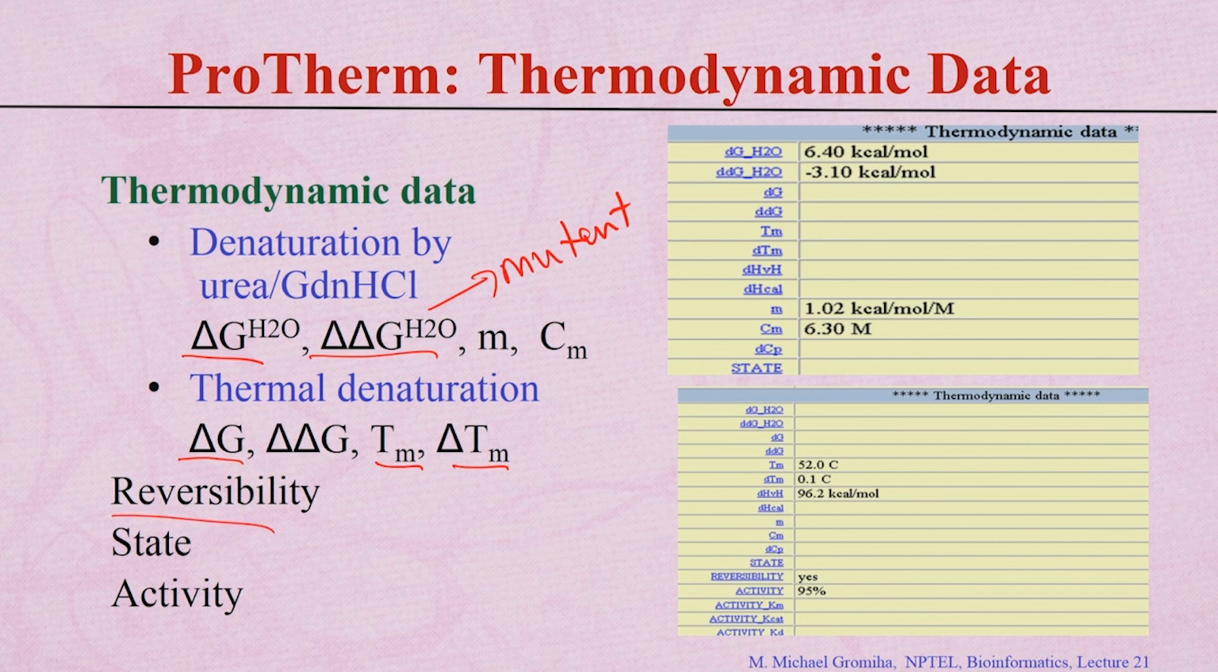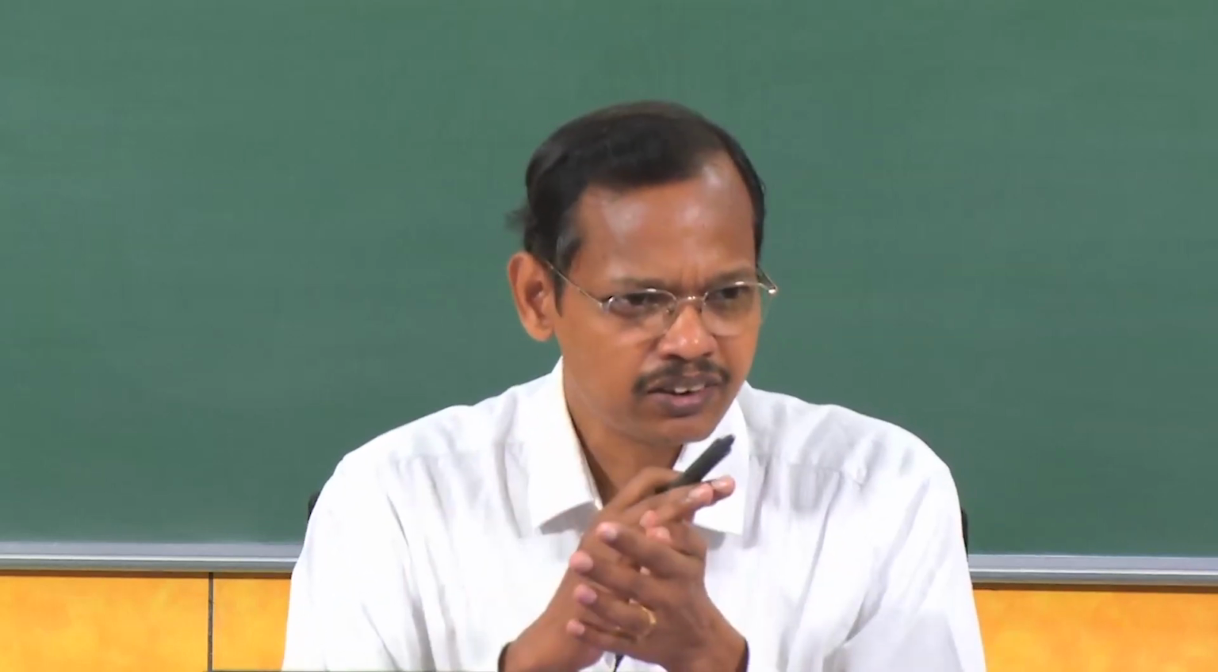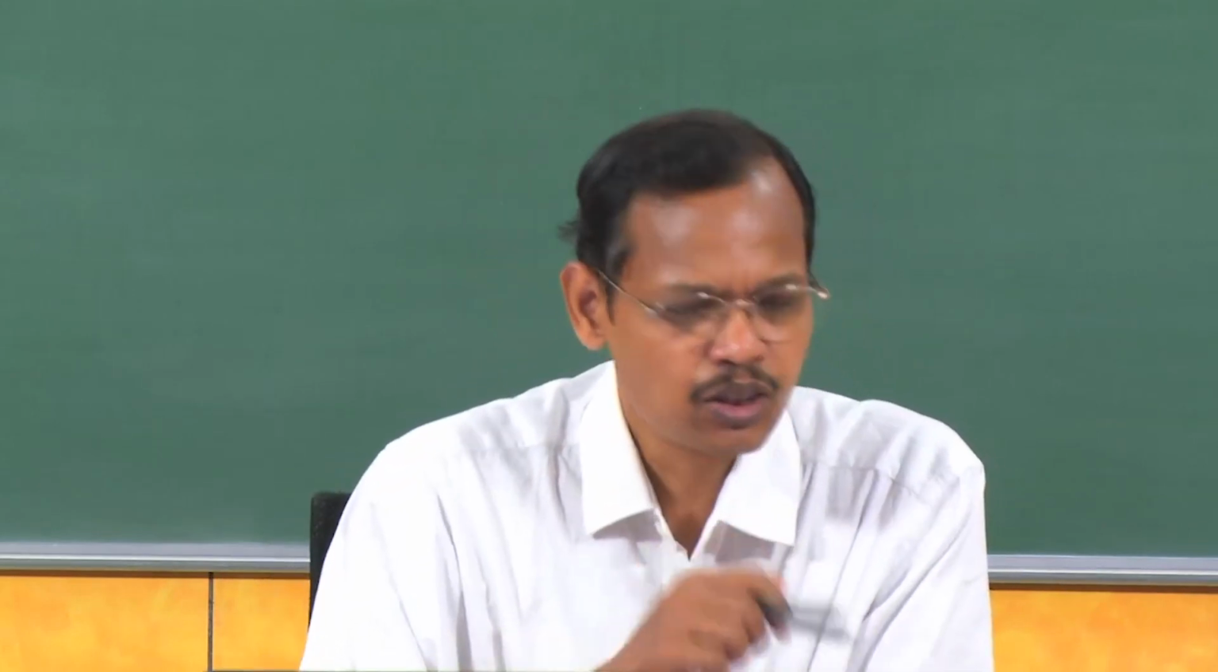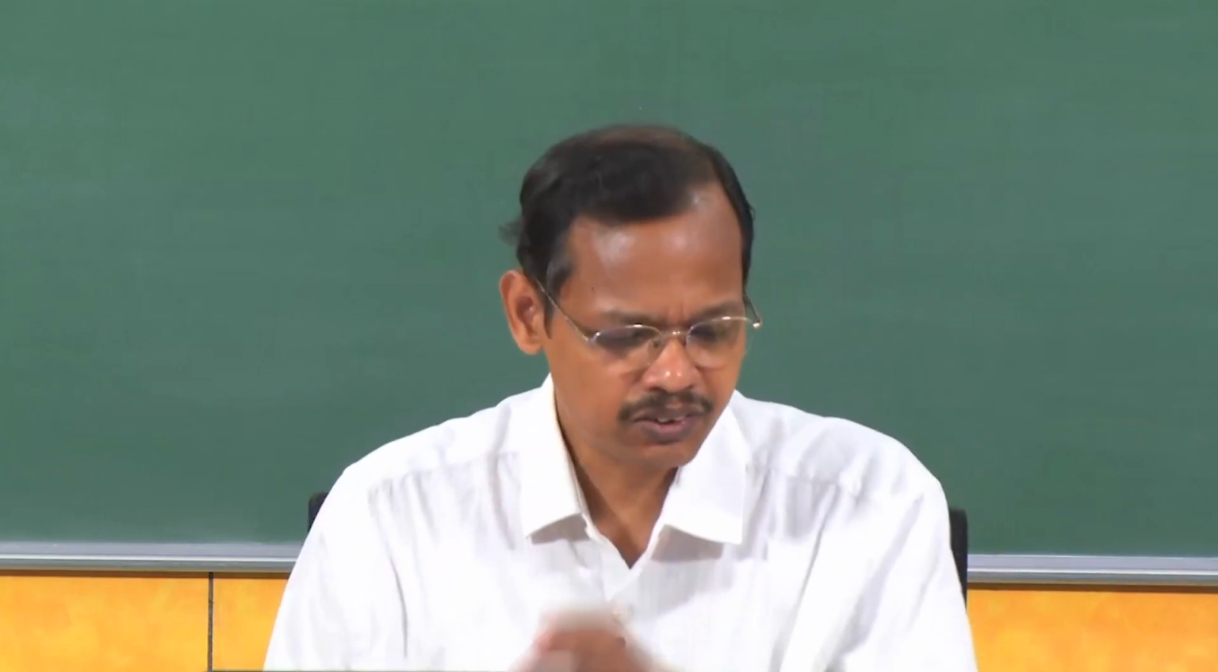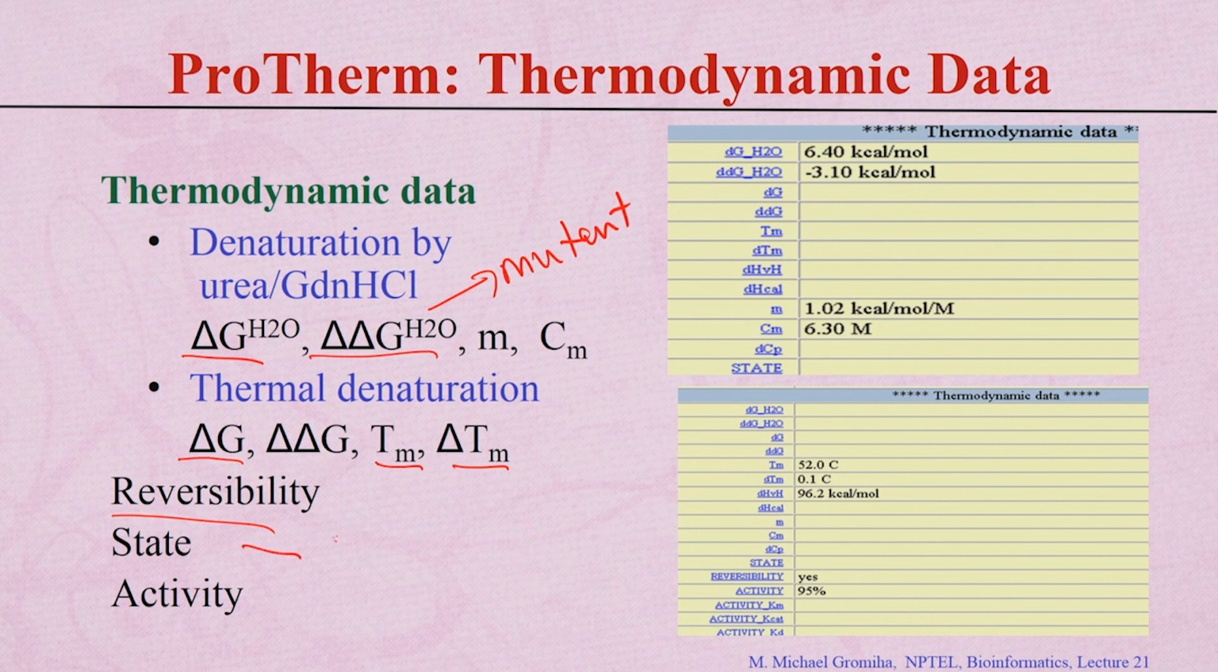Then the reversibility. What is the meaning of reversibility? If you have folded state, unfolded state and other conditions, you can come back from the unfolded state to the folded state, that is called reversible. And then the states, how many states, for example unfolded to folded, or they are having intermediate states. So, this will give you the state. If it is 2, then it is having a folded state and the unfolded state, then will be the activity of that particular protein.